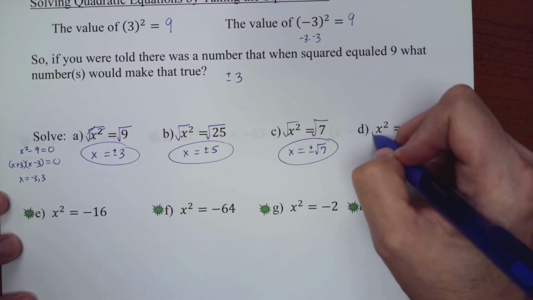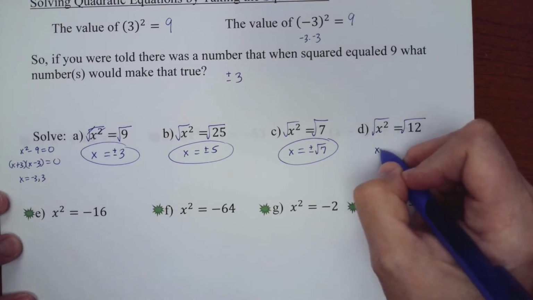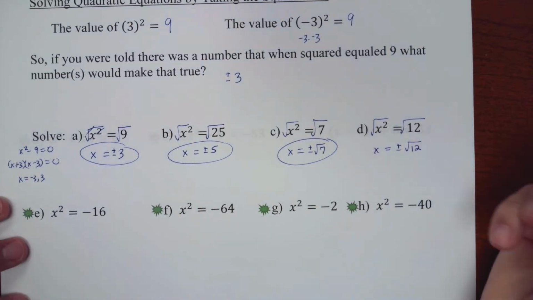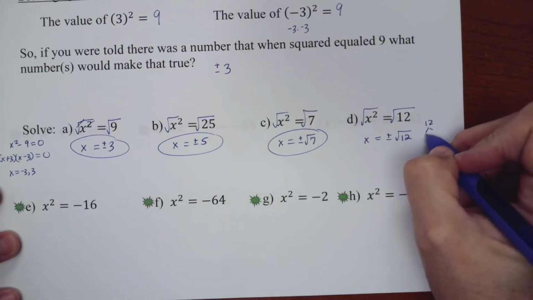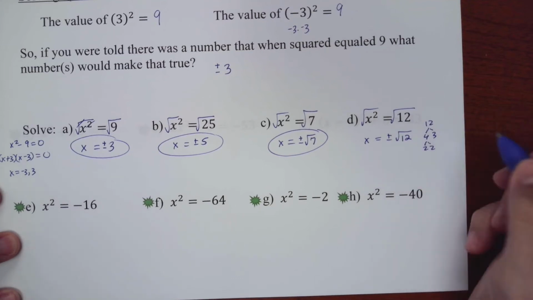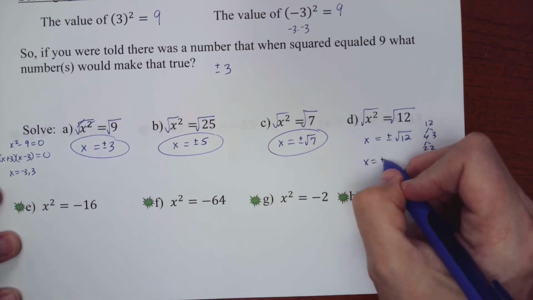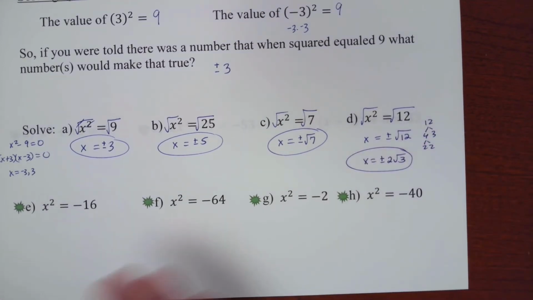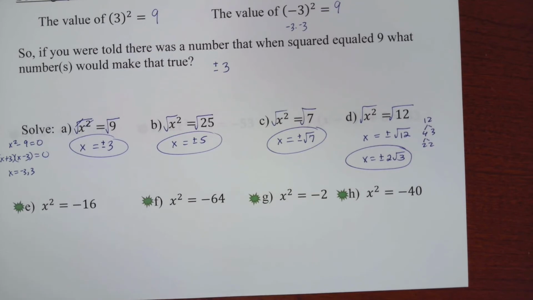Over here, I'm ready to take the square root of both sides, and so x equals plus or minus square root of 12. Now 12 is large enough to where we can reduce it. 12 is 4 times 3, and then 2 and 2. So I'm going to say the square root of 12 is 2 radical 3. So my final answer would be plus or minus 2 radical 3. So reduce it if you can. And if you can't, like the 7, if it's a prime number, just leave it alone.